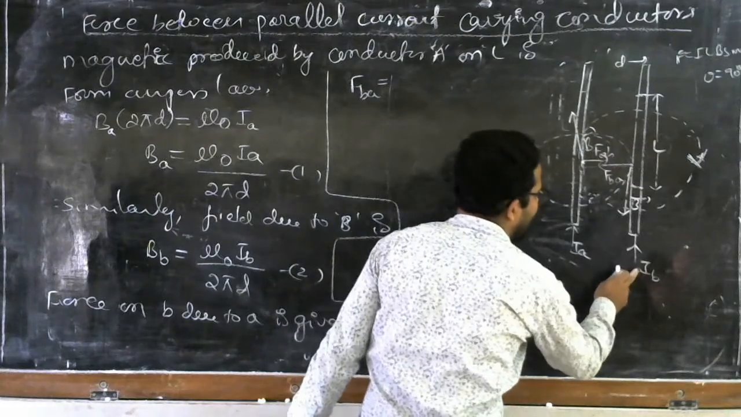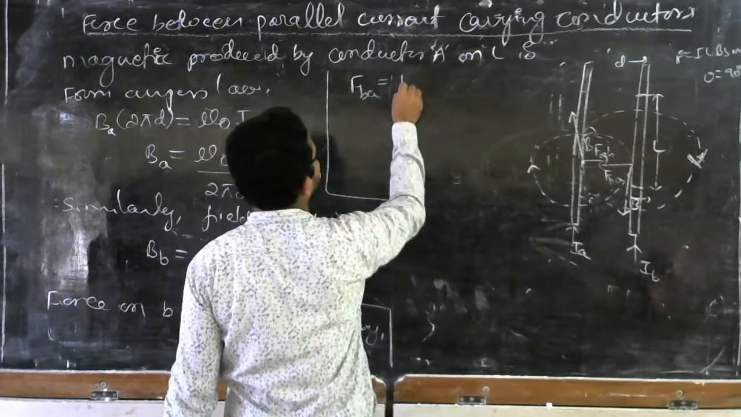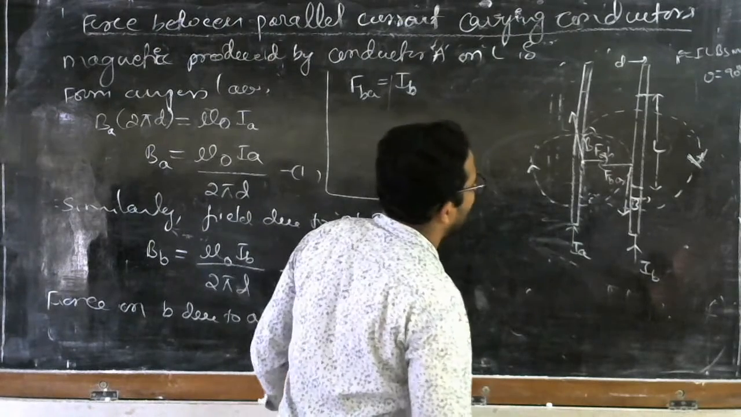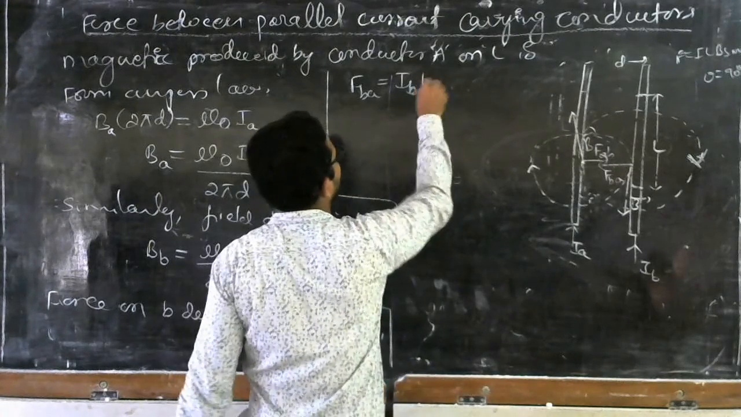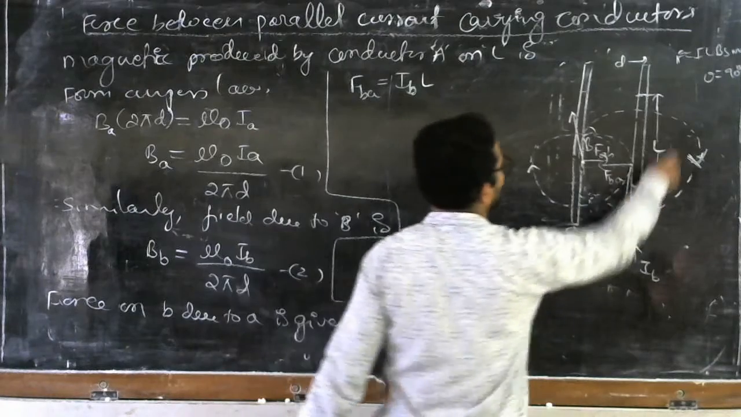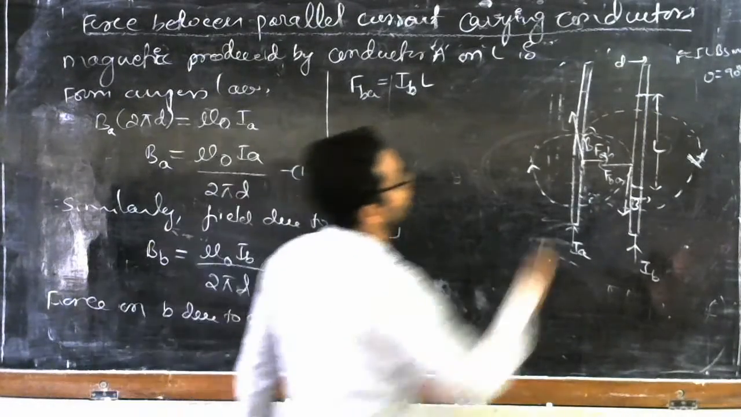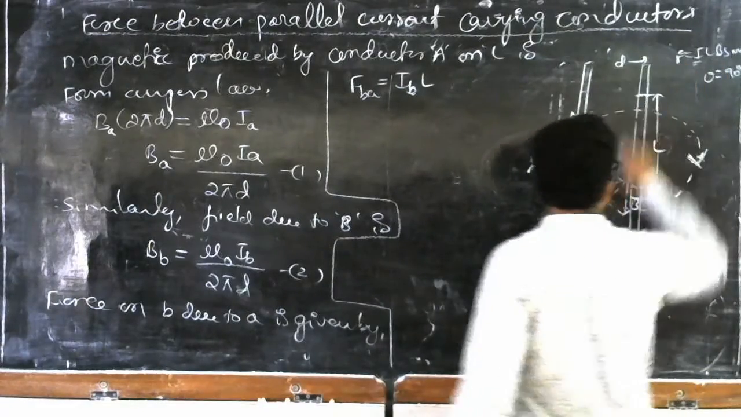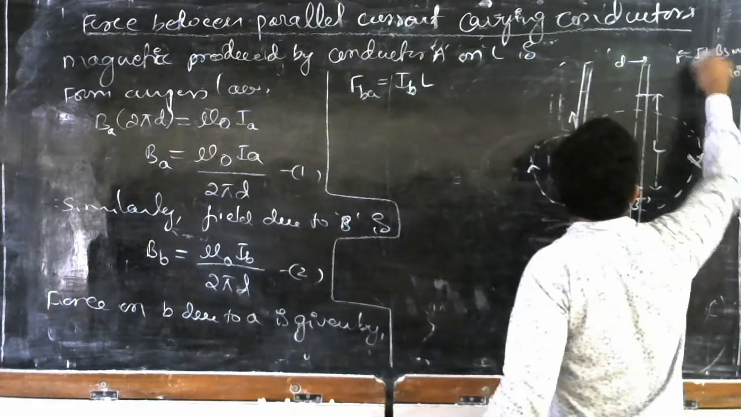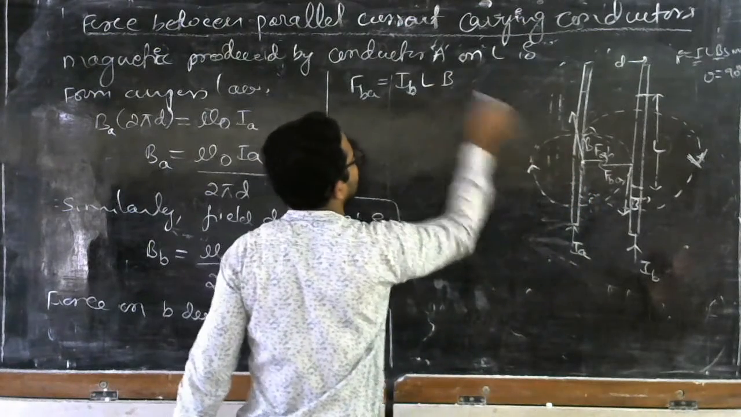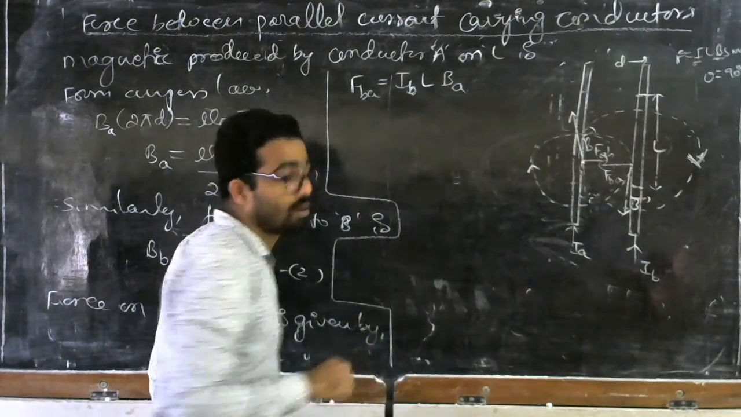So what is the current flowing here? That is IB. Then on what length are you finding the force? That is L. Then B means the magnetic field. I is the current through this conductor, and the magnetic field is produced by the other one, this one. So that is why we have to write B.